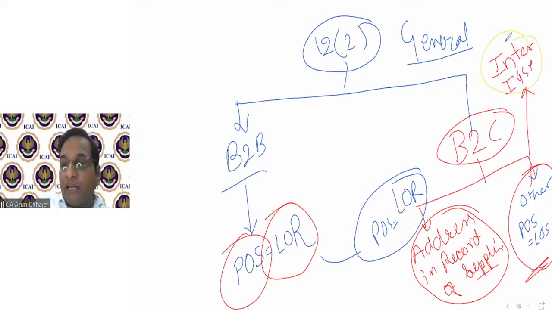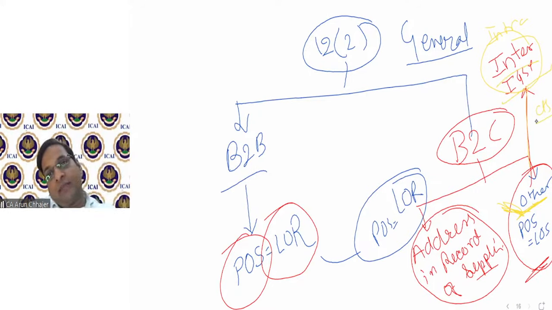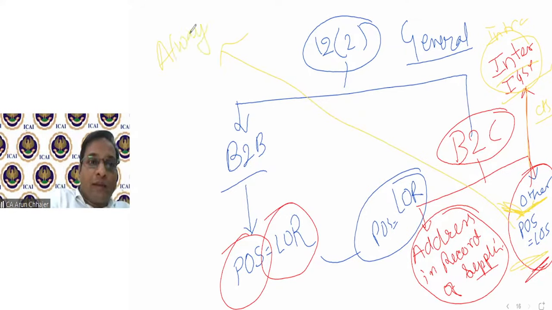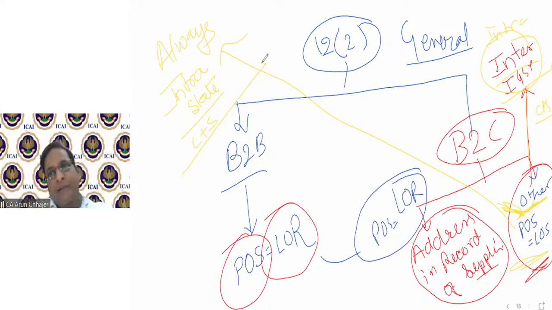I'm saying, if the transaction is covered in this case, then it will always be intrastate supply. It can never be inter. Never IGST. It will always be C plus S. Whether this statement is correct or not, what is my statement? In the last case, it will always be intrastate supply, always C plus S and never IGST. Whether my statement is correct or not, please answer.